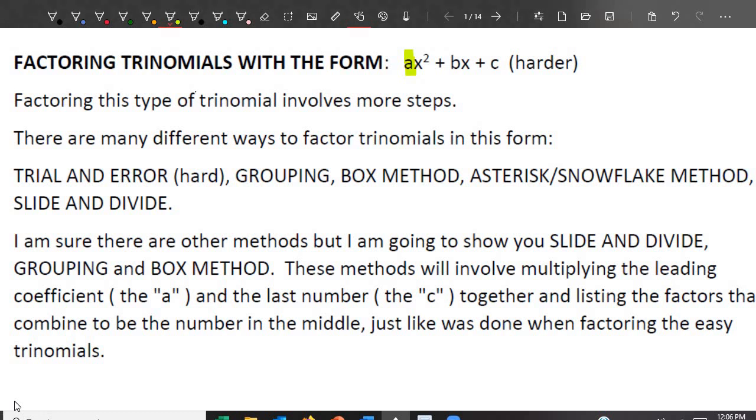Now, all of these methods will involve multiplying the first number, which is the A, times the last number, which is the C. Once we multiply those two numbers together, we're going to list out their factors and find a pair that equal the number in the middle, just like in the videos with the easier trinomials.